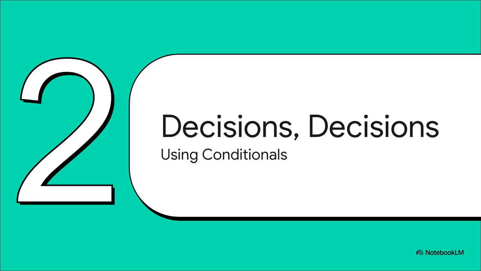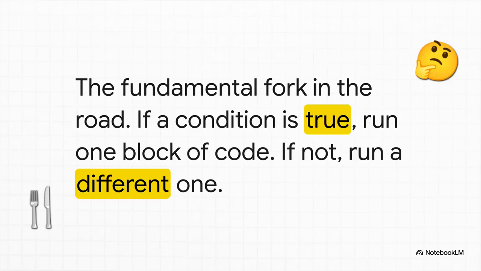So, Section 2, Decisions, Decisions, Decisions. This right here is where our program's intelligence really begins. Let's teach our code how to make its very first choice. The most basic, fundamental decision-making tool we have is the if-else statement. Think of it as a simple fork in the road. If a certain condition is true, like say if a user's age is 18 or older, it does one thing. If that condition is false, it does something else entirely. It's the classic yes or no question of the programming world.